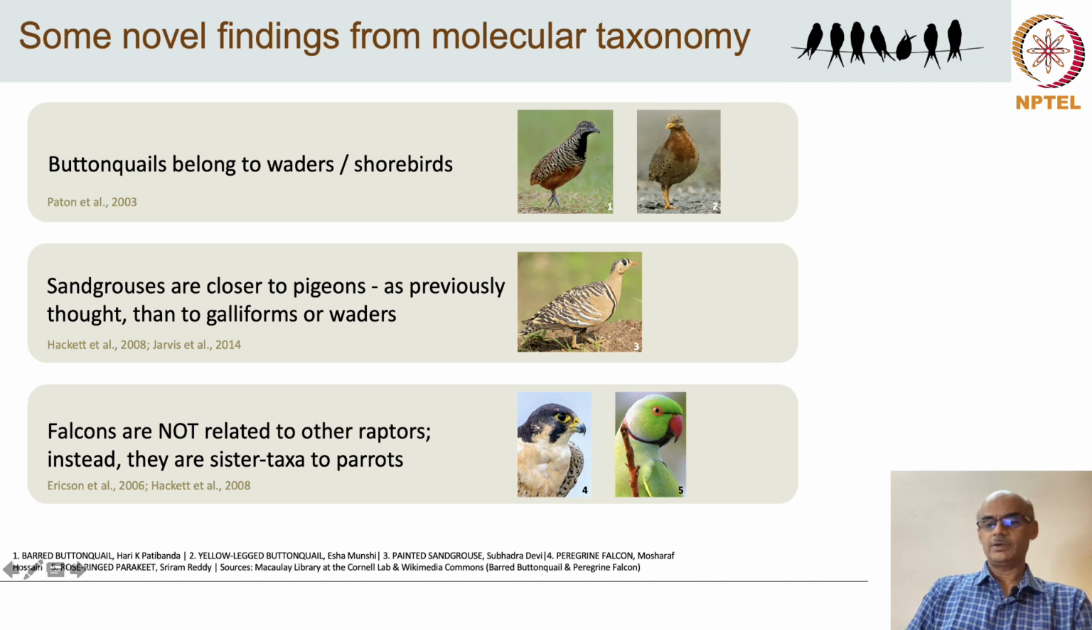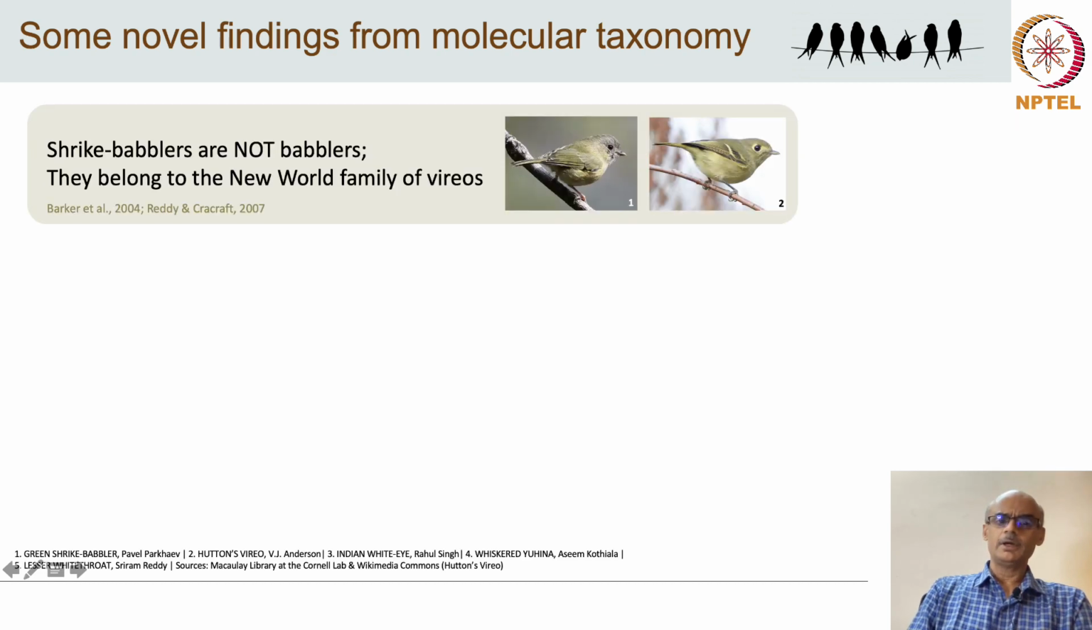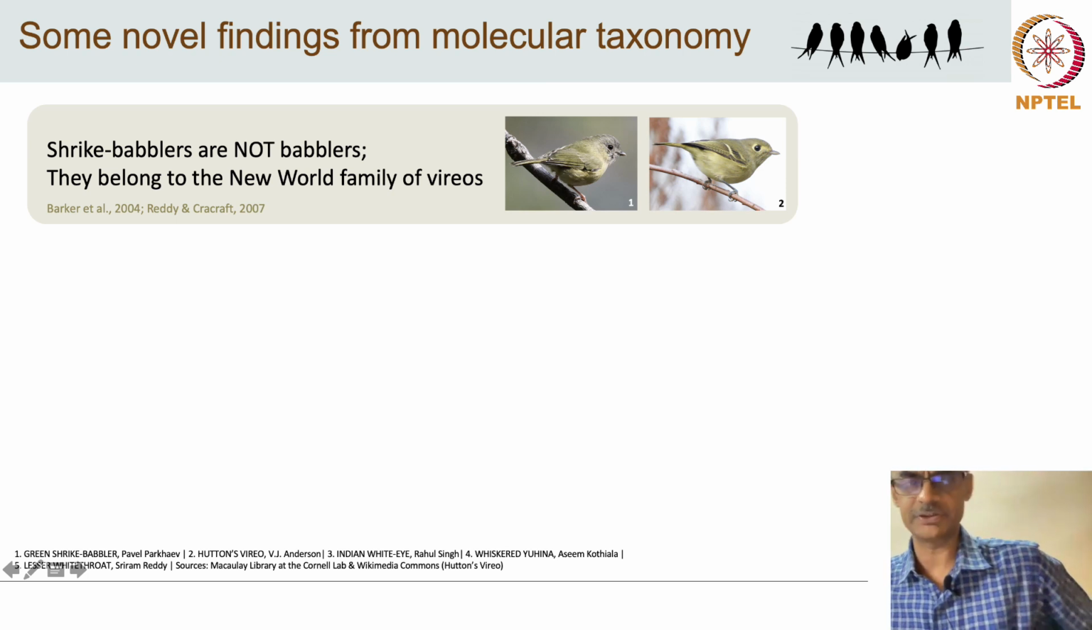Well, the only similarity that we can see is the shape of their bill, but otherwise ecologically and behaviorally they are very different. Among the passerines, shrike babblers, see, there are 8 species of shrike babblers in the Indian subcontinent. They are actually the oriental birds.